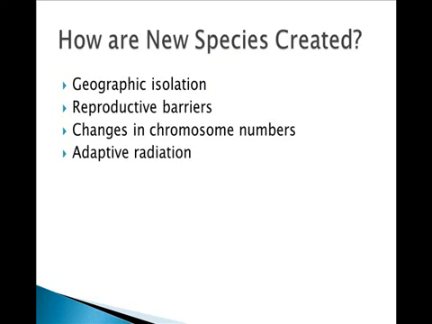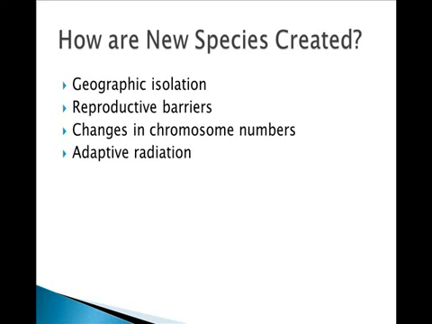Geographic isolation is the most common method by which new species are created for animal species. Reproductive barriers occur either because the reproductive organs don't match up, in other words, tab A and slot B don't go, or the sperm can't live in the reproductive tract of the female, or the offspring die or can't reproduce themselves, or when the times in which they reproduce don't match up. There's a lot of different reproductive barriers, obviously.